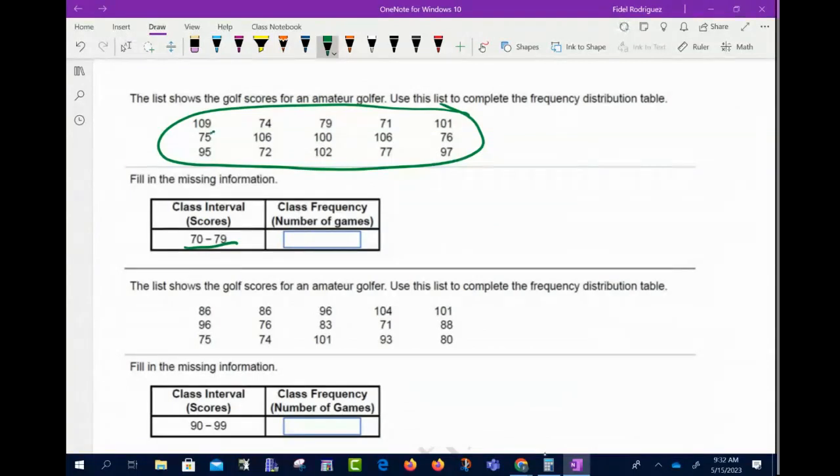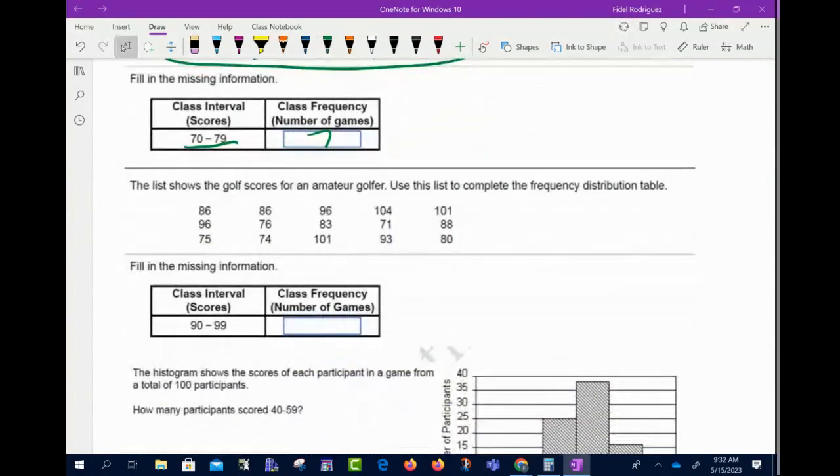So look, if I go down here, there's one, there's two, there's three, there's four, there's five, there's six, there's how many? That's all we're doing. We're just counting how many numbers are in the 70s. Okay. All right, same thing here.